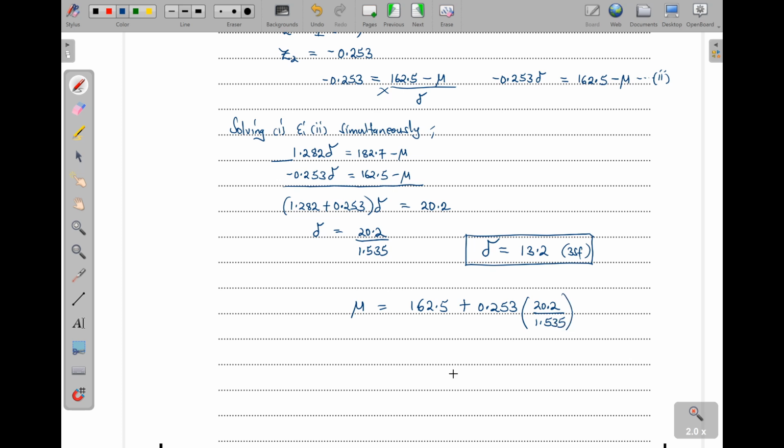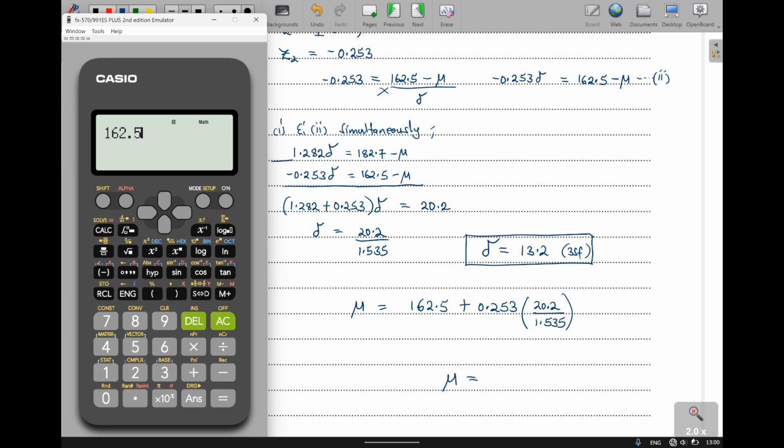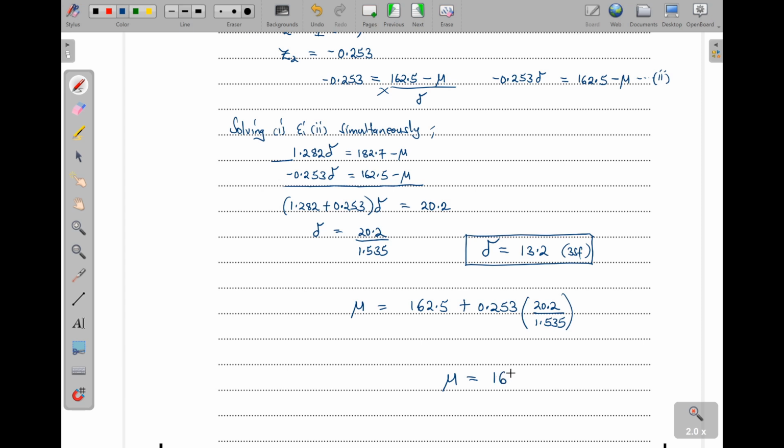So altogether to three significant figures, what will be the mean? 162.5 plus 0.253 times 20.2, then we can divide by 1.535, and then altogether we get 165.8, and all of those figures can write it as 165.8, or I can write it as 166 to three significant figures.